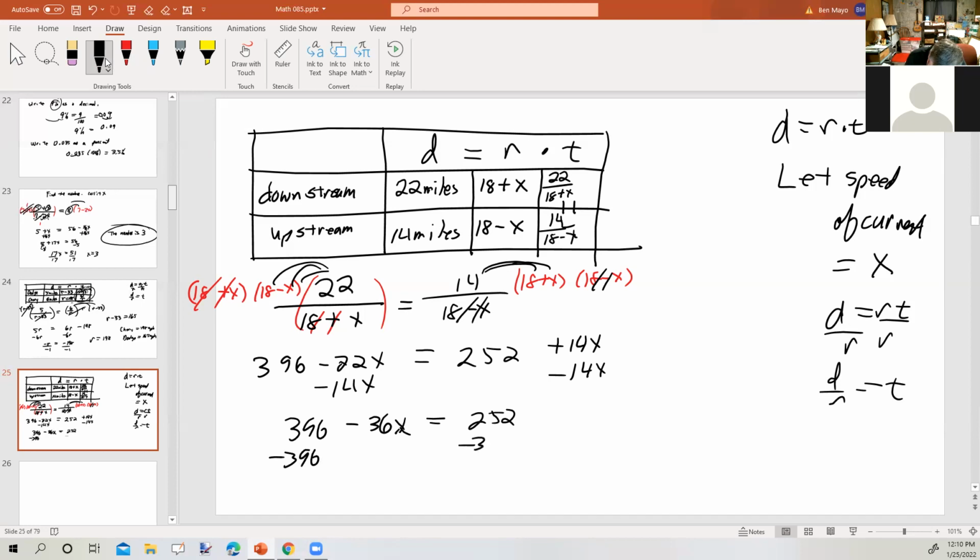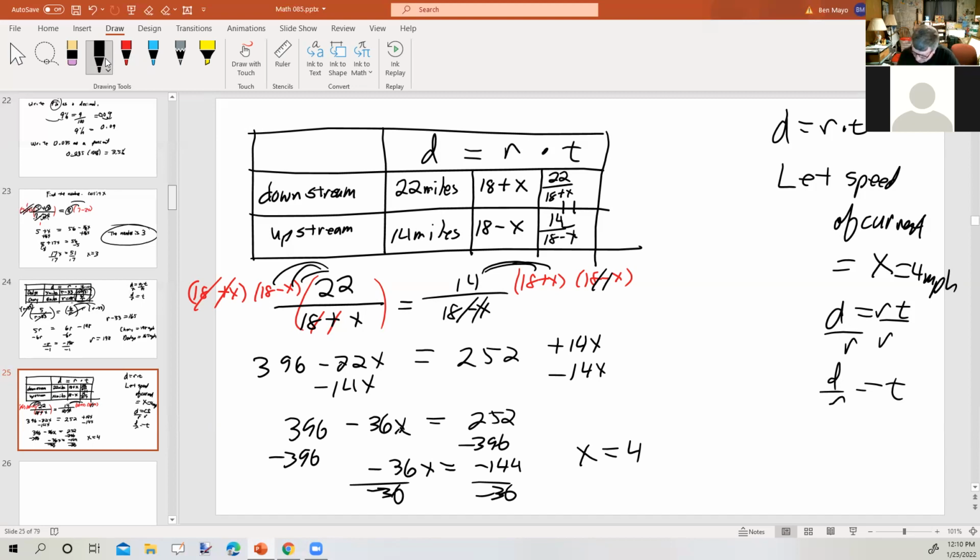Subtract 396 from both sides. Negative 36x equals, let's see, 252 minus 396 is negative 144. Divide both sides by negative 36, and we get 4. Okay, so the speed of the current is 4 miles per hour, which is what they wanted.